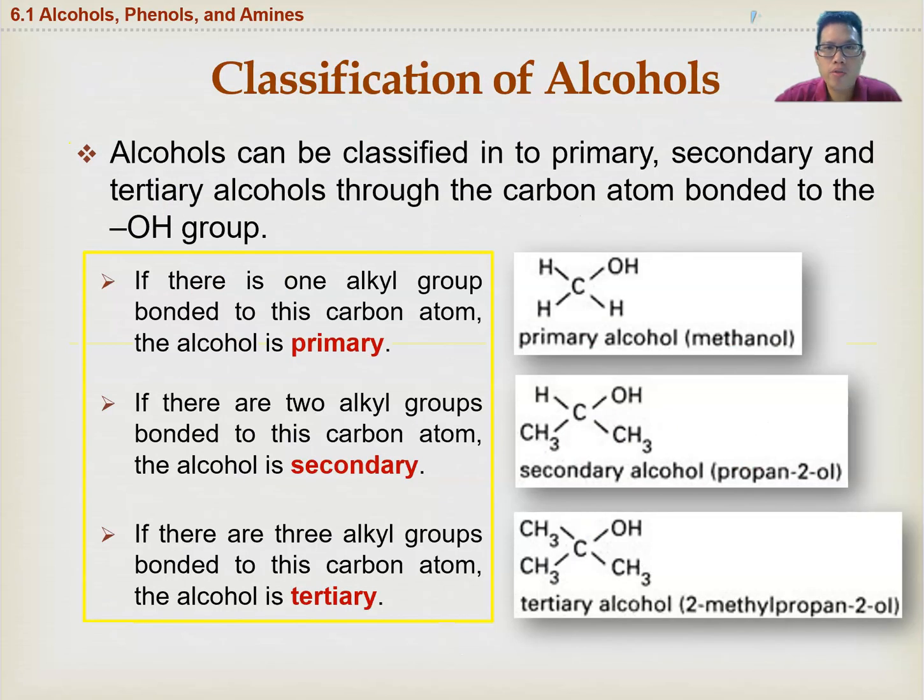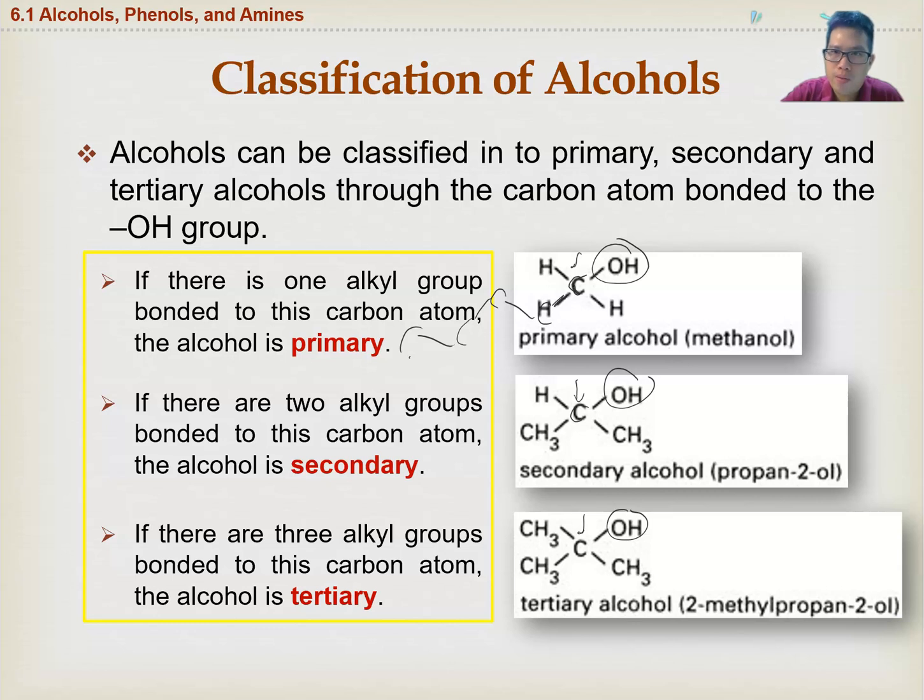For alcohols, you can actually differentiate them into primary, secondary, and tertiary. To categorize them, what you need to do is look at the carbon directly attached to the OH group. If there is nothing attached to it, or if you want to extend, there is no alkyl group attached to it, just a C, then this is a primary alcohol.